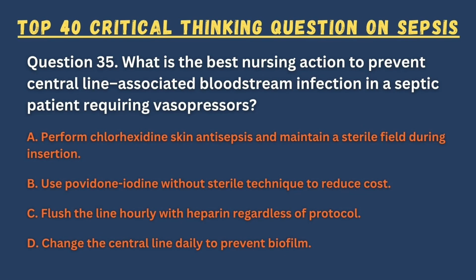Question 35. What is the best nursing action to prevent central line associated bloodstream infection in a septic patient requiring vasopressors? A. Perform chlorhexidine skin antisepsis and maintain a sterile field during insertion. B. Use povidone iodine without sterile technique to reduce cost. C. Flush the line hourly with heparin regardless of protocol. D. Change the central line daily to prevent biofilm.